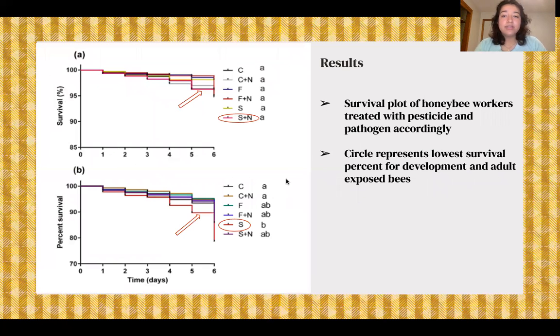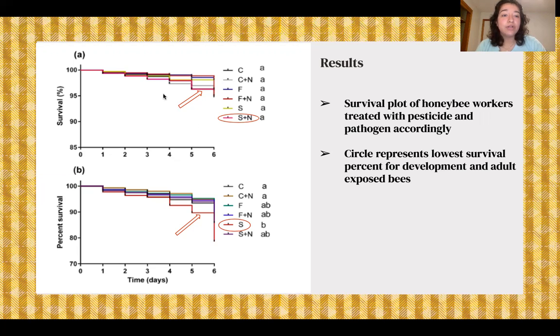This figure shows a survival plot for bees that were exposed to the insecticide or the Nosema ceranae spores during the development, and then it also shows the bees that were exposed during the early adult stage to the insecticide and then to the Nosema ceranae spores.